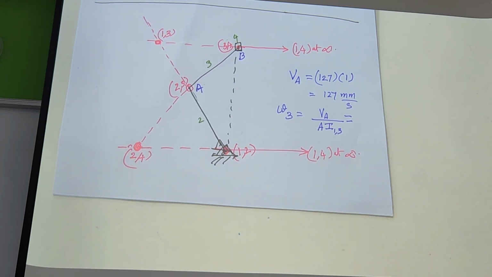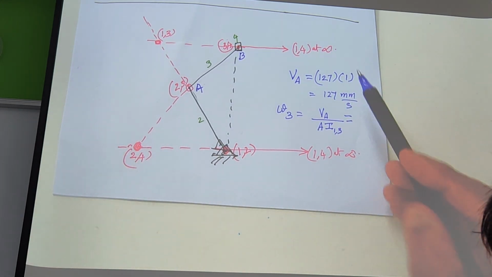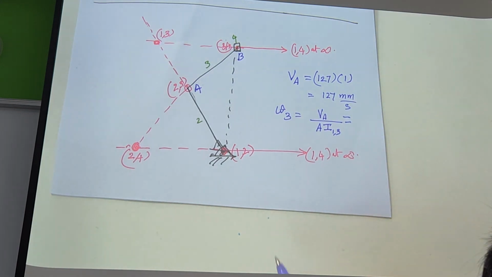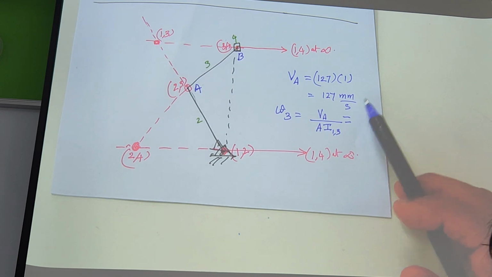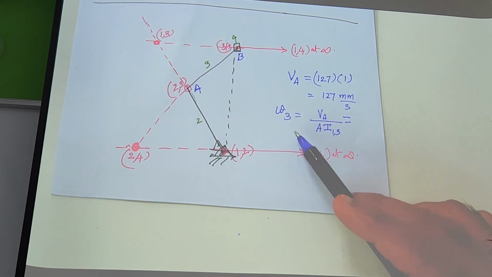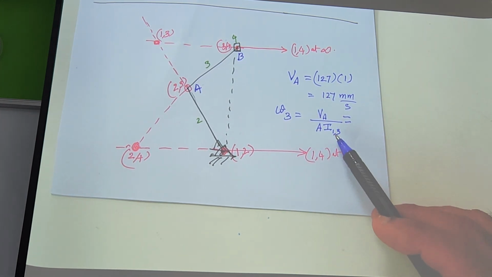VA is simply O2A into omega 2. Omega 2 is given as 1 radian per second. O2A is given as 127 mm. So 127 mm into 1, so 127 mm per second. So omega 3 you can calculate as VA over A to instantaneous center 1 3.